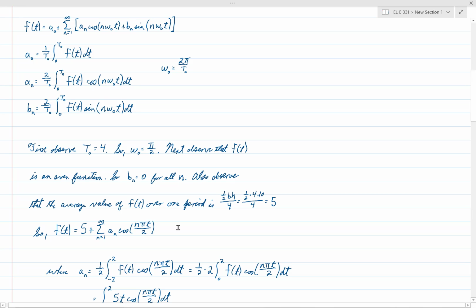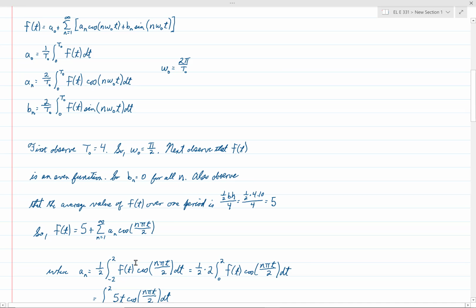Now, the formula for an is given here. Okay, let's think. We have 2 over t0. Remember, t0 is equal to 4, so 2 over t0 becomes 2 over 4, or 1/2. And we get 1/2 the integral. And again, as I said a moment ago, it's okay if we integrate from negative t0 over 2 to t0 over 2 if that's more convenient. And it is going to be more convenient in this case, and I'll show you why in just a moment.